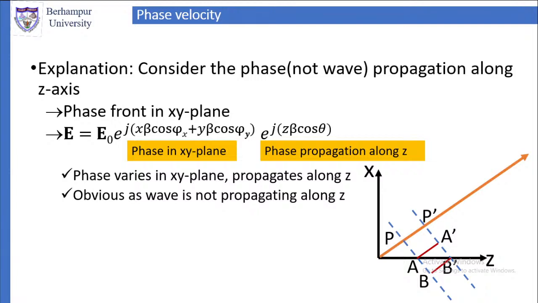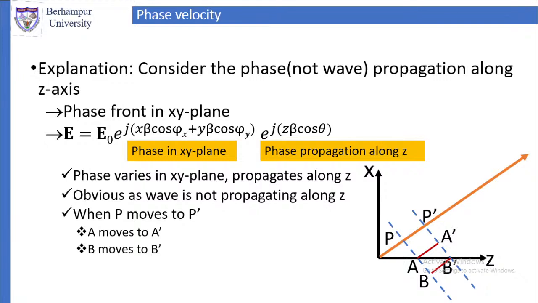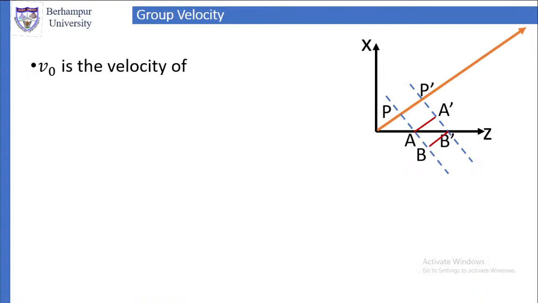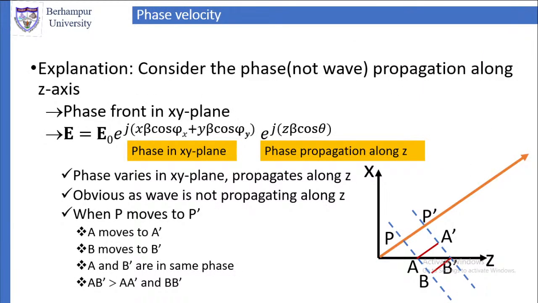Now it is obvious, as the wave is not propagating along the z-axis. The wave is propagating along the orange line. So when P moves from P to P dash, at that point A moves from A to A dash, B moves from B to B dash. A and B dash are in the same phase, but AB dash is greater than A dash and B dash.